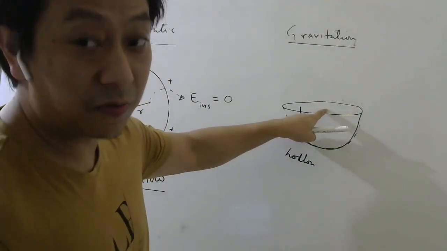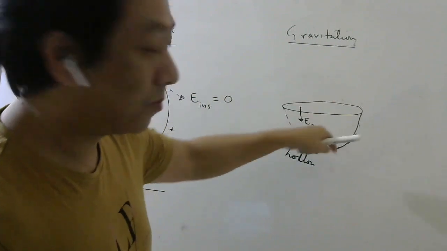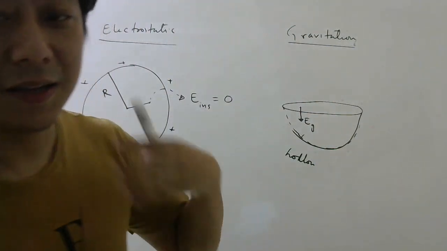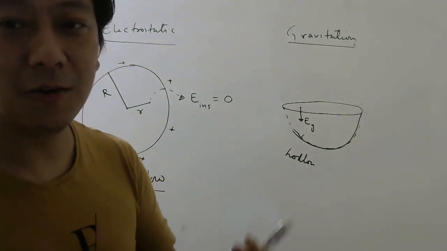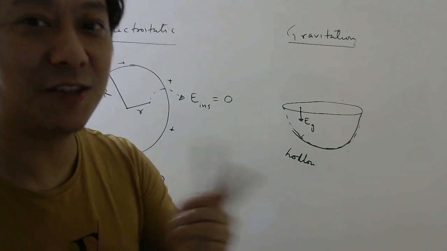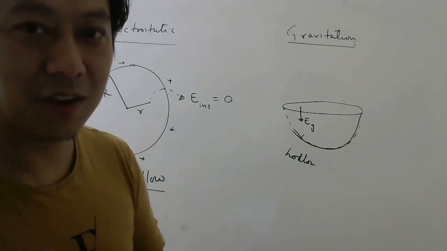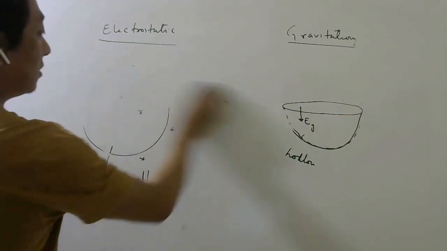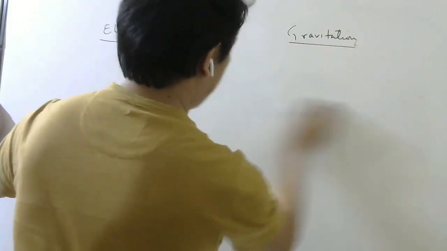At the center, everybody feels it should be this way. But at this point, they don't feel it unless they know the concept that the gravitational field inside a hollow sphere is 0. And that, if you remember, is called Newton's shell theorem. Shell means hollow sphere only, right? Okay. So this is all about the hollow sphere.